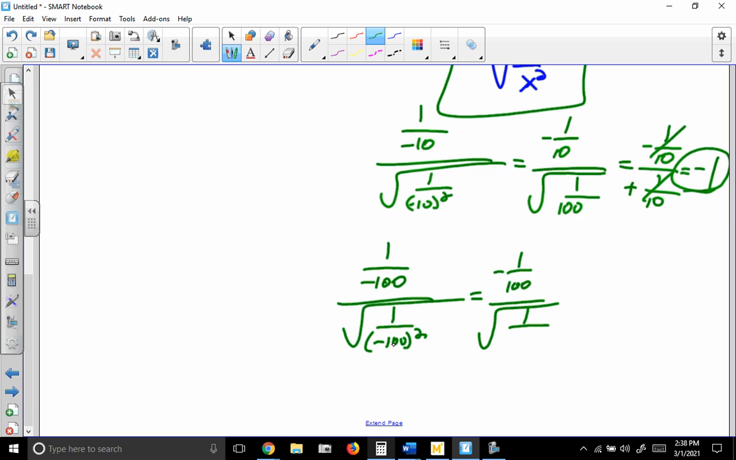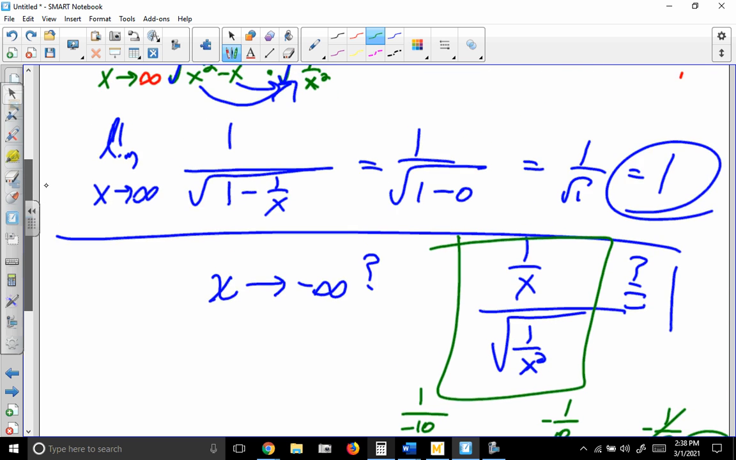So negative 100 squared is positive 10,000. So we get negative 100 on top. The square root of 1 over 10,000 is 1 over 100. That reduces to make negative 1. If I multiply something by negative 1, that changes how much I have. So how do we handle this?